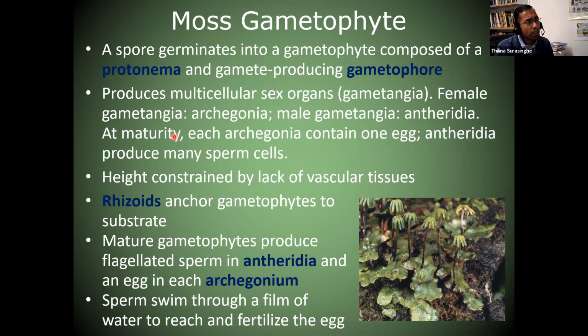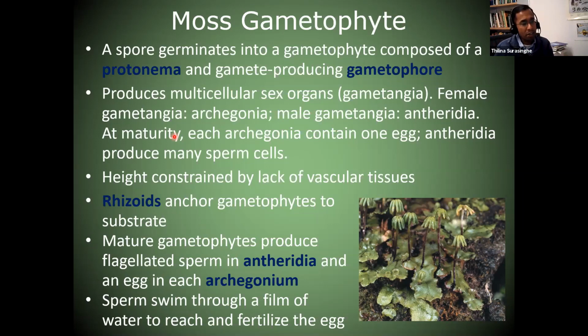The gametophyte is a multicellular structure, and particularly in the gametophore component, it produces multicellular sex organs, and those multicellular sex organs are called gametangia. I know there are a lot of terms, so I will keep repeating the terms and showing you those terms in diagrams to make it clear. If it is confusing, please keep asking.